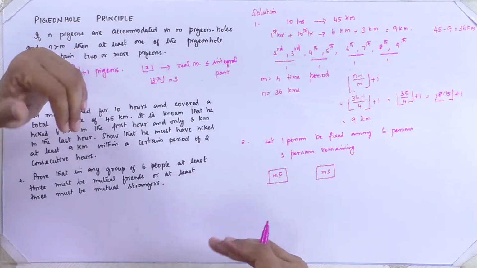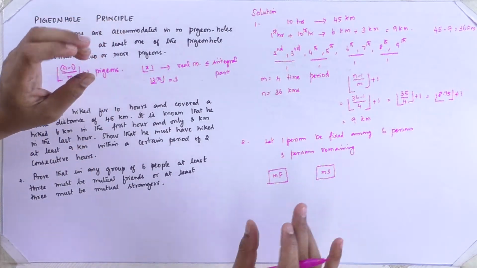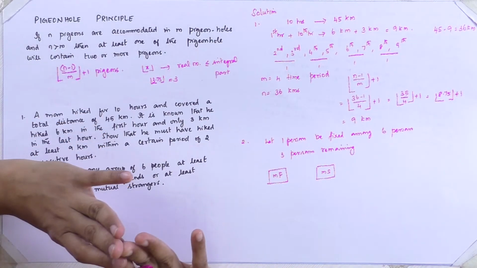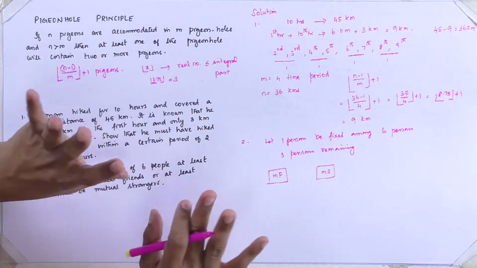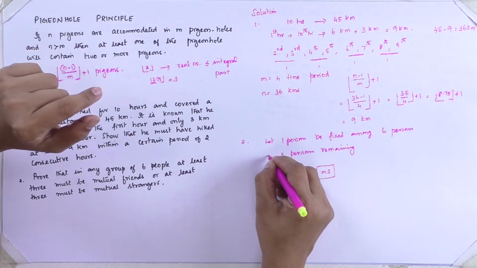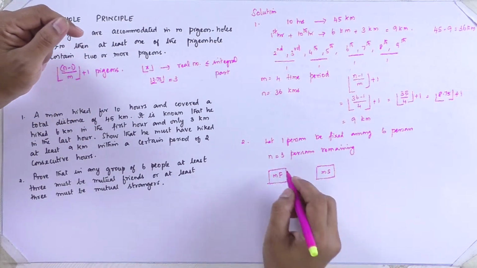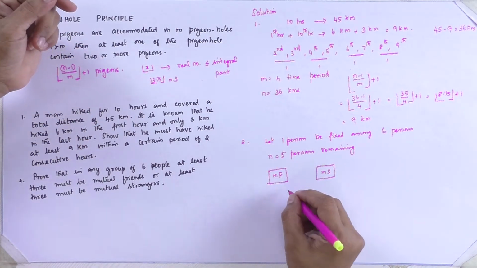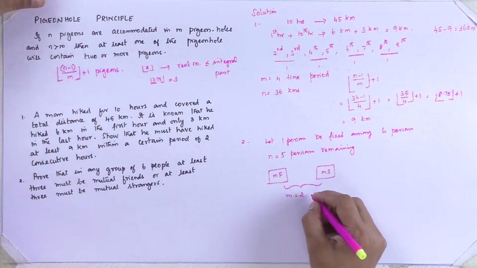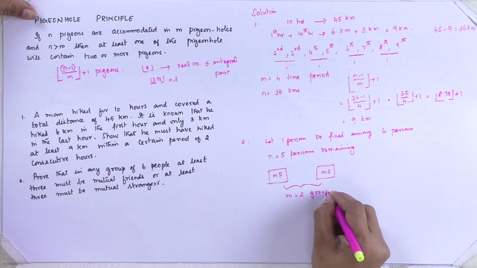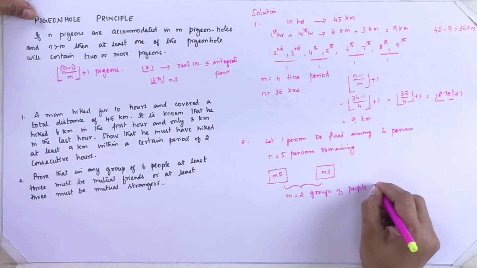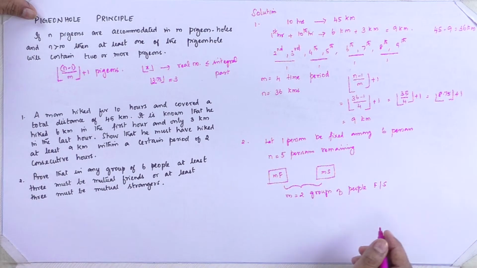Now, if we have to apply the pigeonhole principle, I have already said that you have to fix your pigeonholes as well as the pigeons, seeing to it that your pigeons are always greater than your pigeonholes. So now which number is greater here? Very good. My pigeons are 5 here, right? And these 2 are the pigeonholes. M is equal to 2, the 2 groups of people, either mutual friends or mutual strangers.